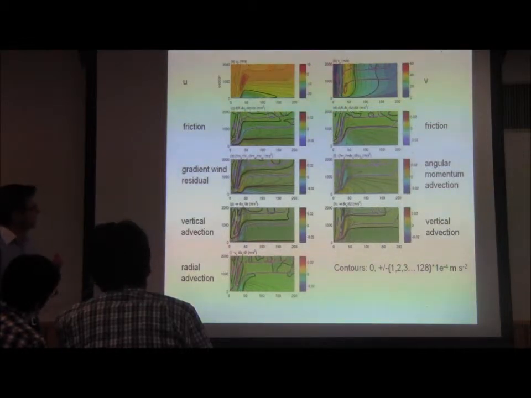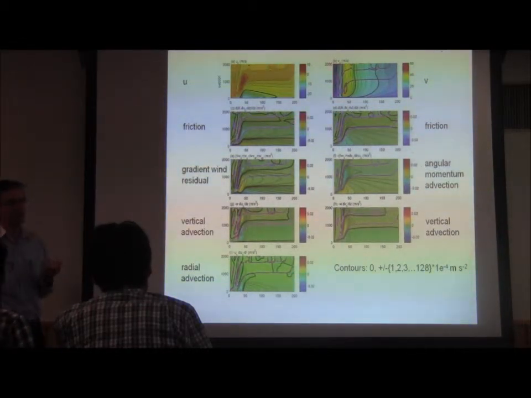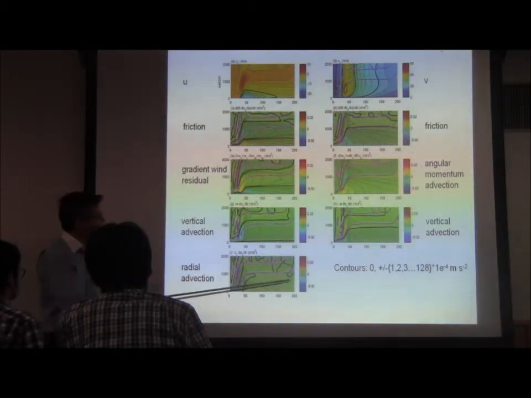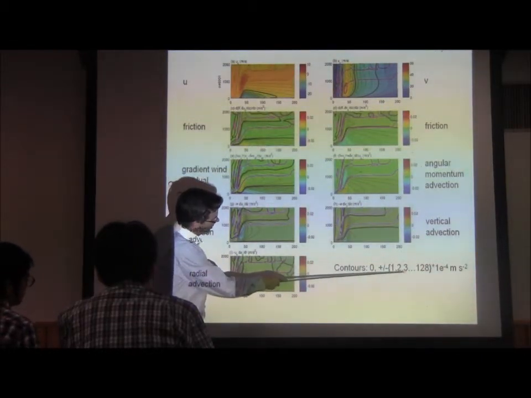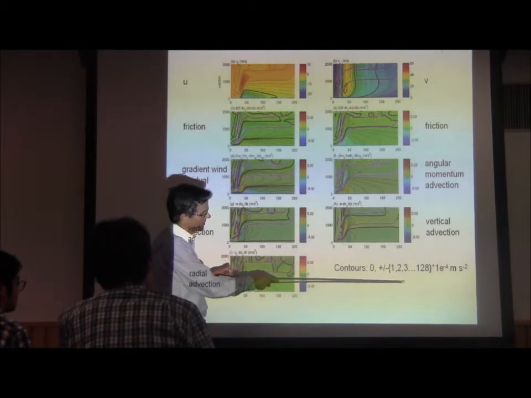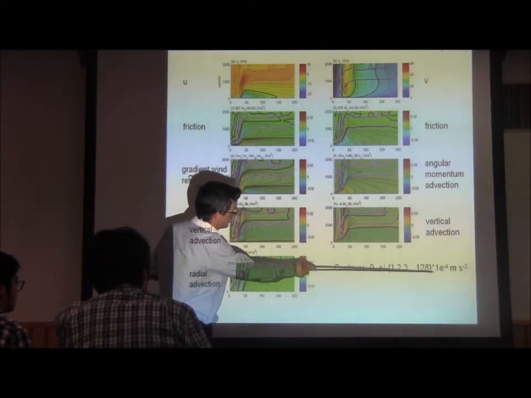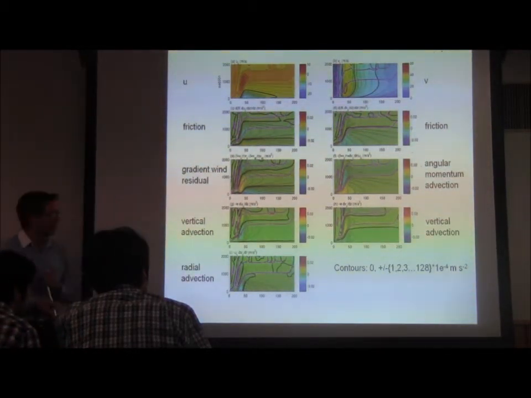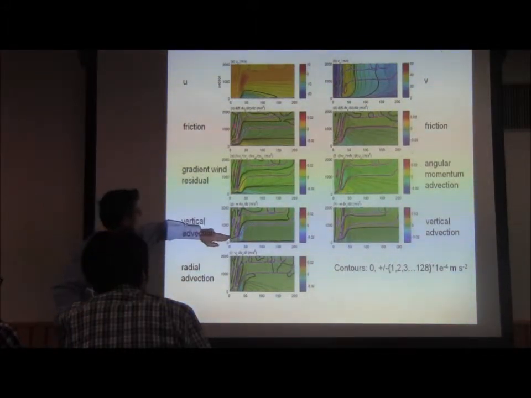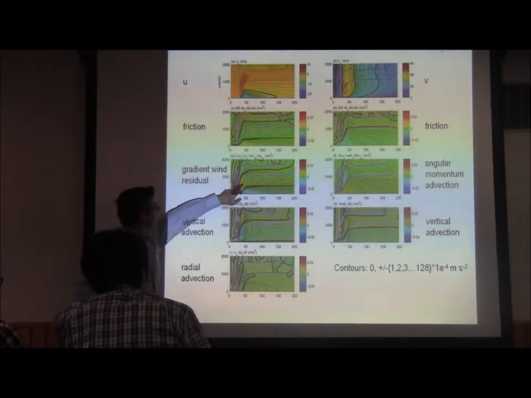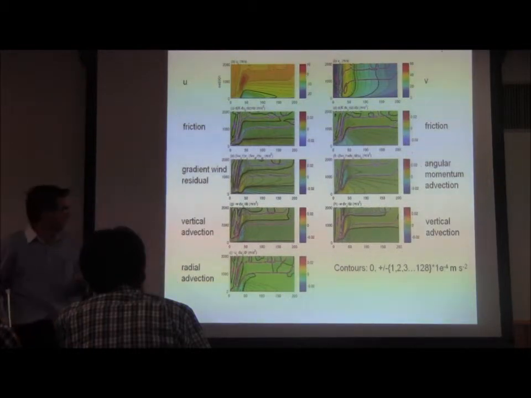And the other thing I should say is that the contours here are not linearly spaced because we're covering a very wide range of values. So we've got the zero contour, and then we've got plus or minus 1, 2, 4, 8, 16, up to 128 times 10 to the minus 4 metres per second squared. So we've got an outwards acceleration here. What is balancing that outwards acceleration?